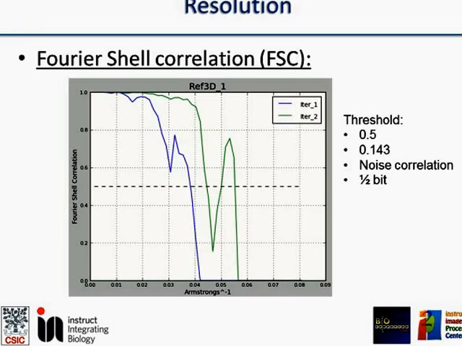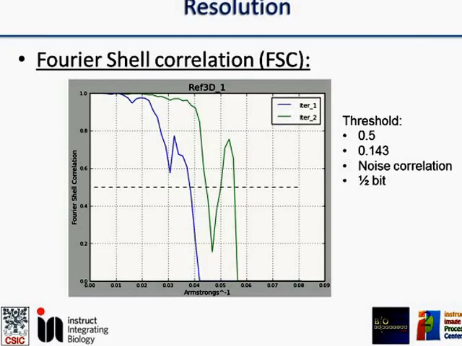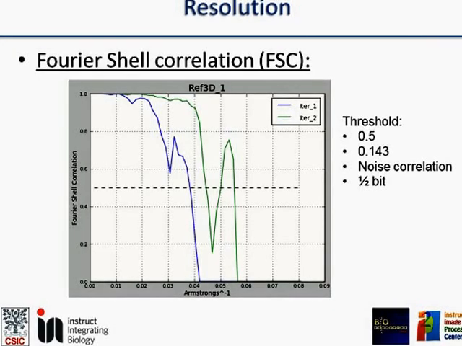And what you hope with the 3D projection matching algorithm is that the Fourier correlation improves over iteration, so that you can trust more and more your volume as you progress in these projection matching iterations.